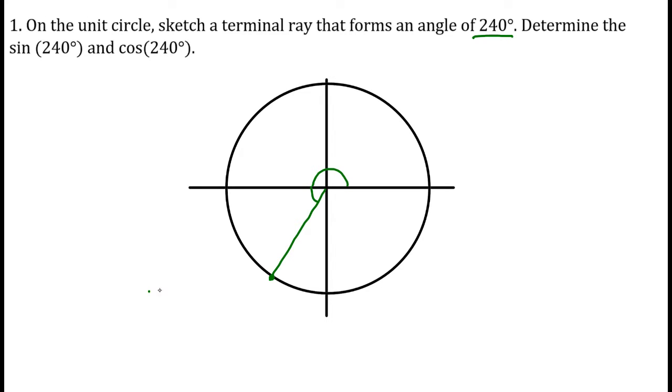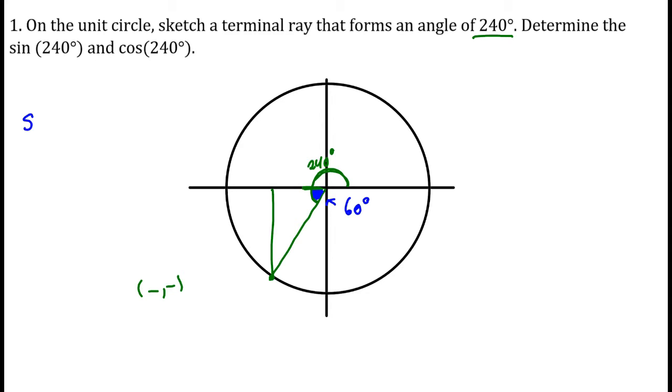In quadrant 3, my sine and my cosine, cosine is x, sine is y. They're both negative. The true thing we need to figure out, though, is what is our reference angle? What is our reference angle, this blue angle I just colored in? Well, this whole rotation there is 240 degrees. This point is 180, so how much is left over? Our reference angle is 60 degrees.